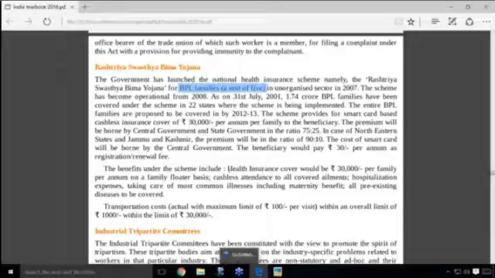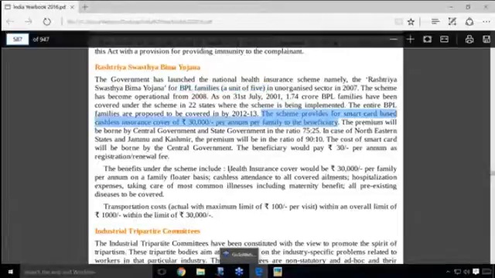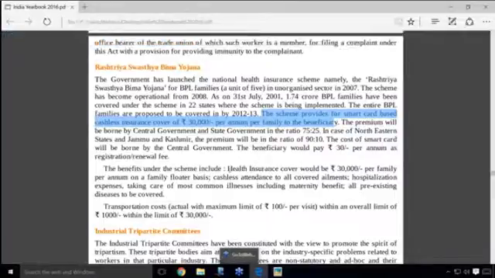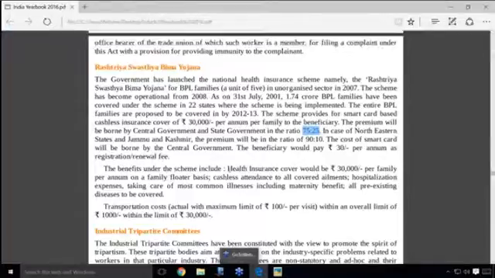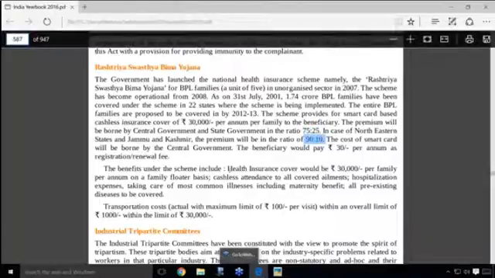In this, what you need to know is, the scheme provides for smart card based cashless insurance cover of rupees 30,000 per annum per family to the beneficiary, and the premium will be paid in the ratio of 75:25 in all the states. In case of Northeast India and Jammu and Kashmir, it is 90:10. So this is important.